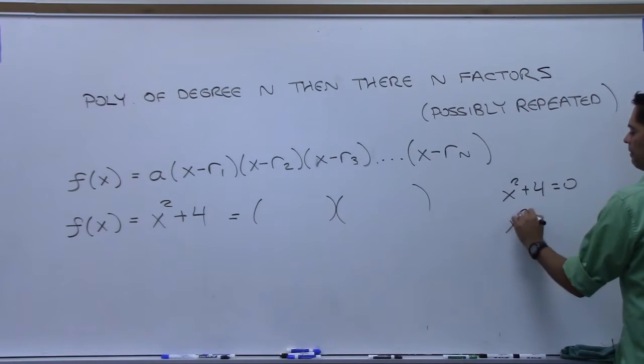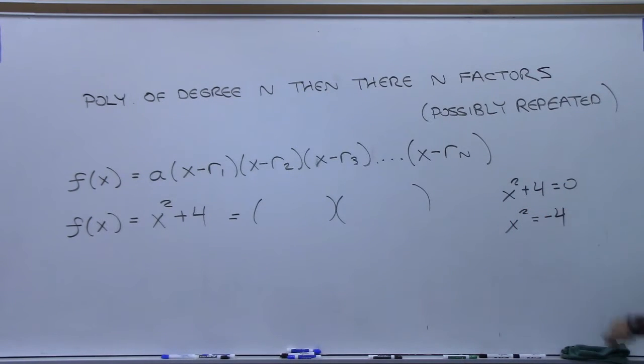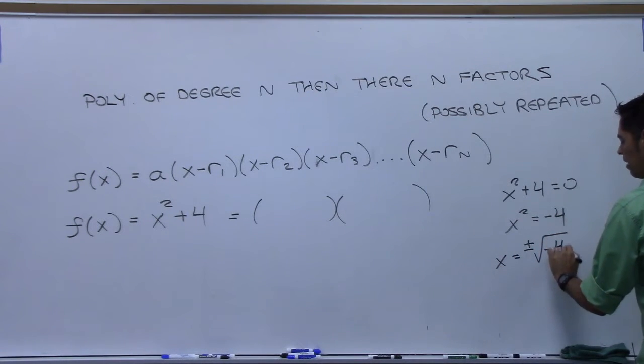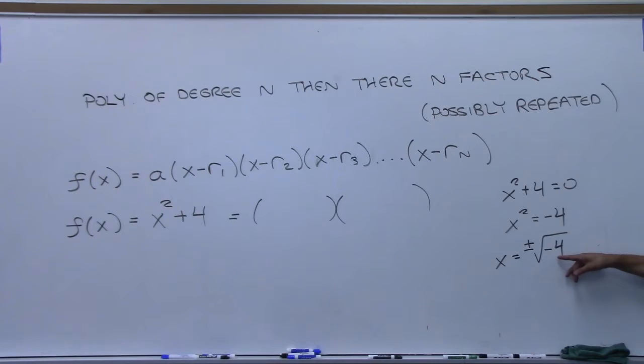Move that 4 over. And now take the square root on both sides. And you are taking the square root. So plus or minus square root of negative 4. Didn't we just do that a minute ago? Yeah. What did we say? It was 2i, but it's plus or minus 2i.